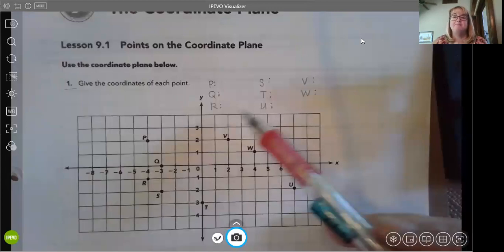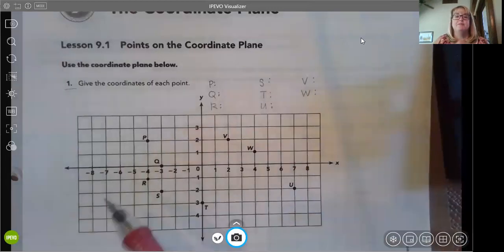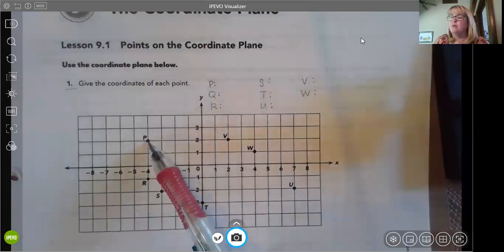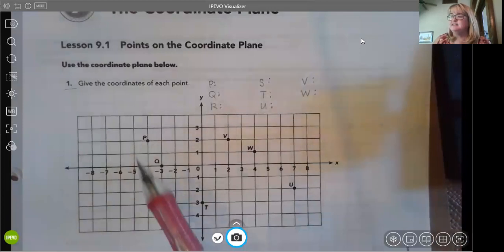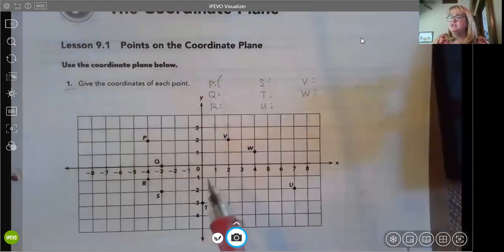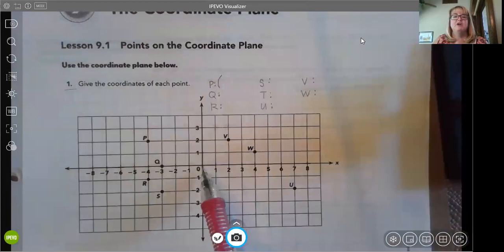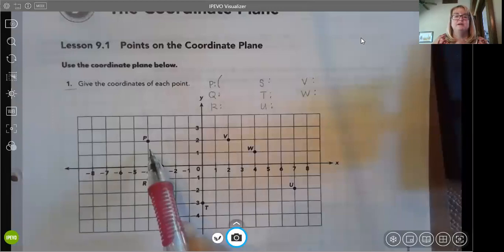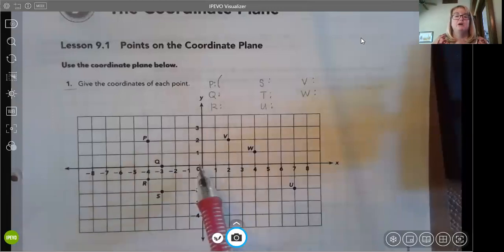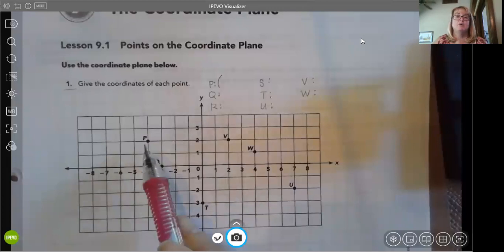So let's look at point P. Point P is right here. Now the ordered pair, the coordinates are, first you go back or forth on the x-axis, and then you go up or down on the y-axis. So we are starting on the x-axis. Starting here, you would go back 4. So we're going to go to -4 on the x-axis, and then we're going to go up 2. So we went back 4, up 2.